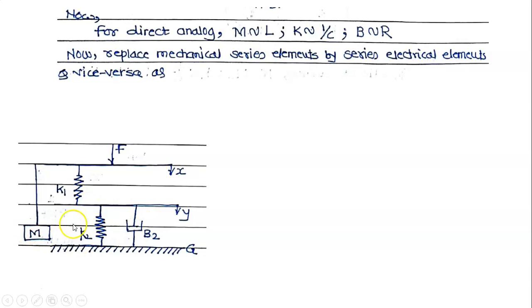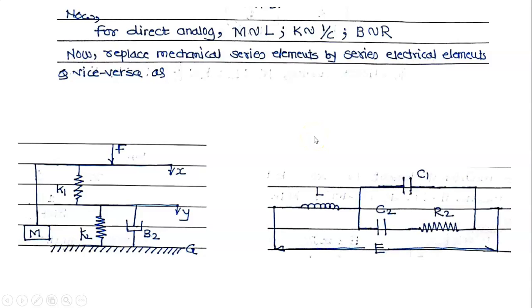Now, you just see how the diagram is. For the mass M, we have drawn inductor L. For this K1 we have drawn capacitor C1. Now this K1 is in parallel with K2 and B2. Therefore, this C1 should be in parallel. Therefore, draw this parallel circuit. K2 is equal to C2 and B2 is equal to R2. Then F is equal to E. Therefore, this completes our direct analog circuit.